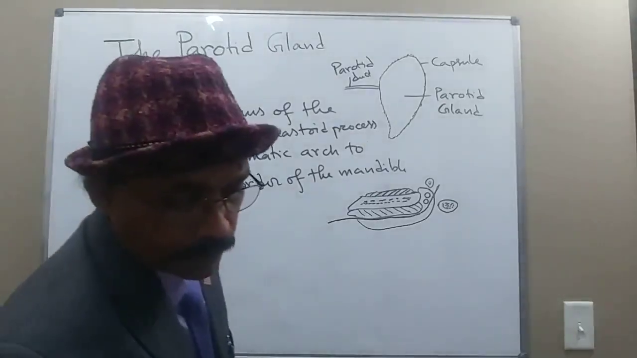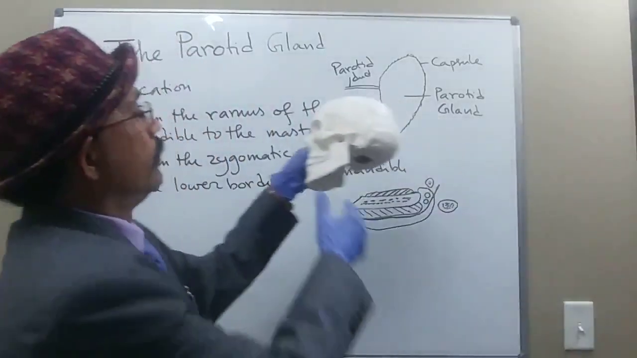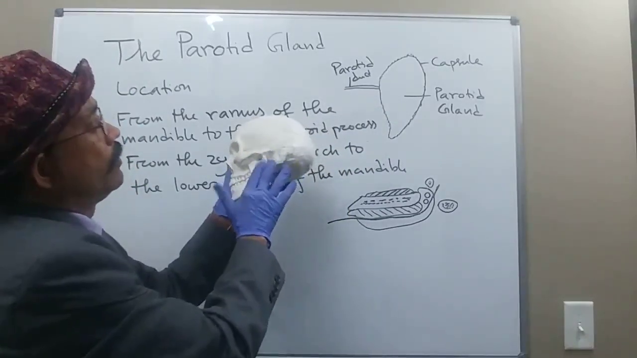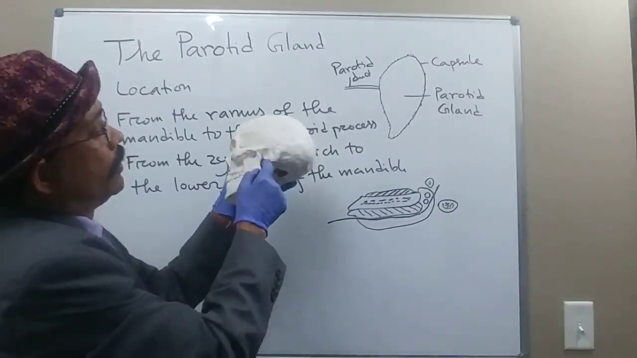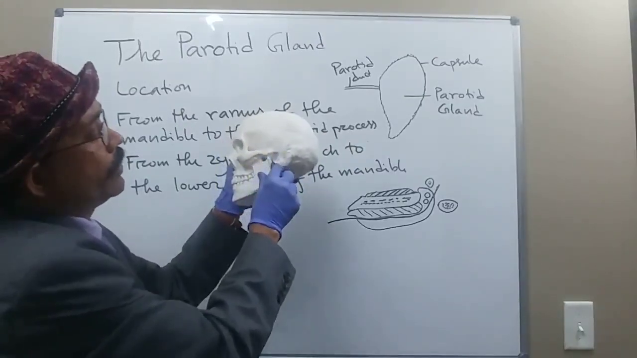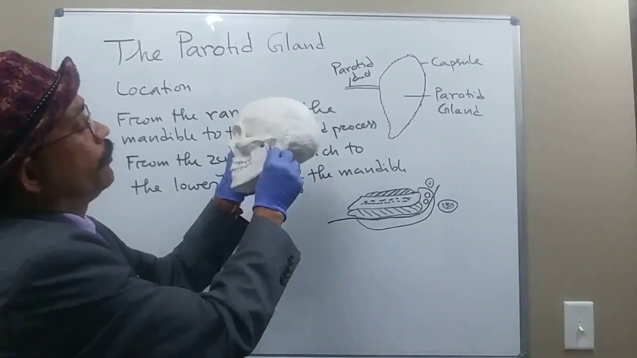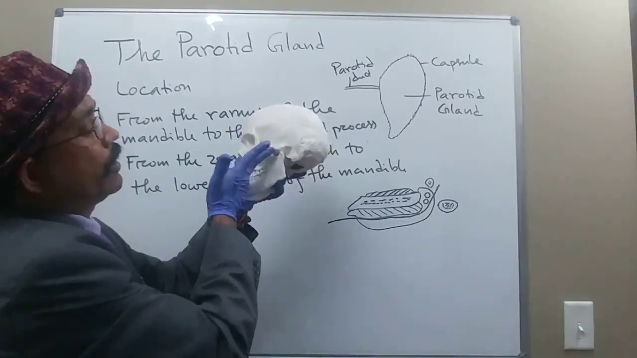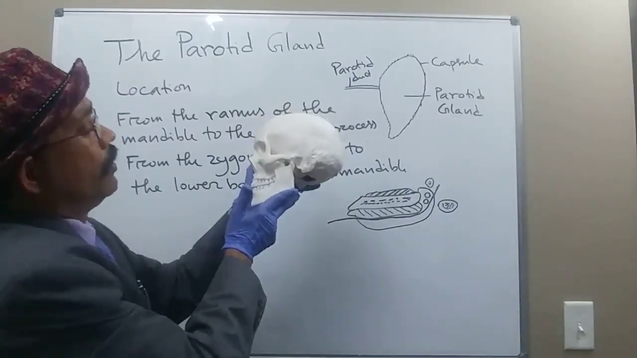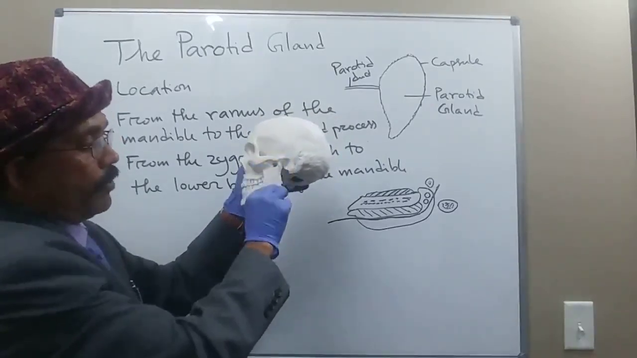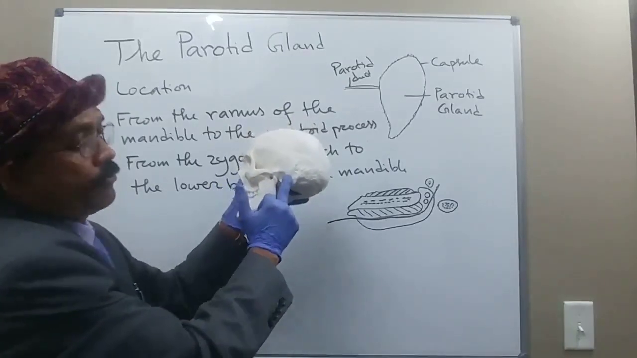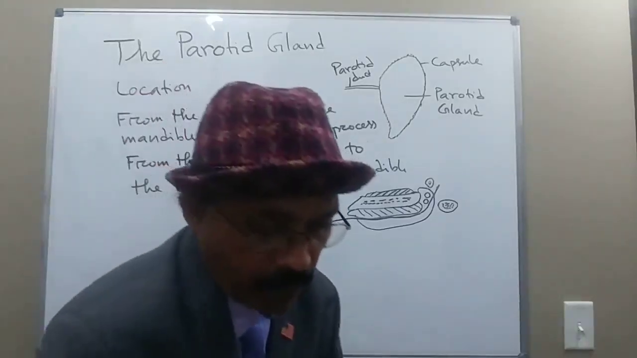If we go to the skeleton here, this is the ramus of the mandible, this is the mastoid process, and this is the external acoustic meatus. Our gland is located here, above the lower border of the mandible and below the zygomatic arch. There is the extension from above downward, and from the ramus of the mandible to the mastoid process.